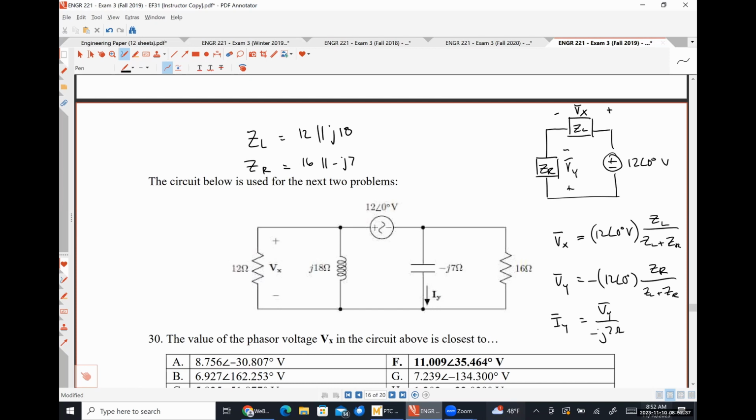You could, but you also need to pay attention to the signs. Like if you do KVL around this loop to make sure you get the right sign on it. But yeah, absolutely. I think VY would, with the polarity that we have here, would be VX minus 12 instead of the other way around. But yeah.